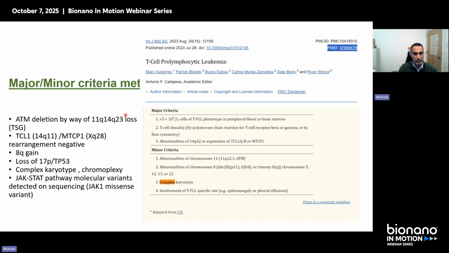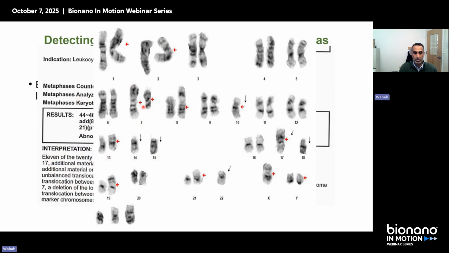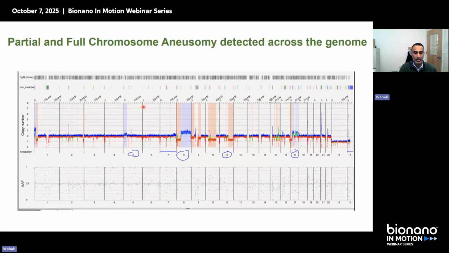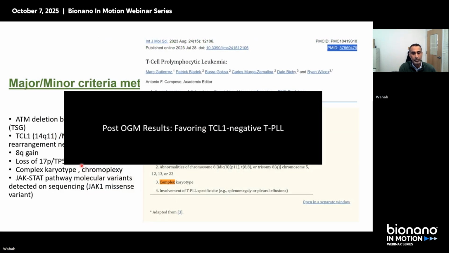So it all fit the criteria of this being a T-PLL, and going from this to being able to compartmentalize some of these findings was really encouraging to see. And so it was favoring a TCL1 negative T-PLL.